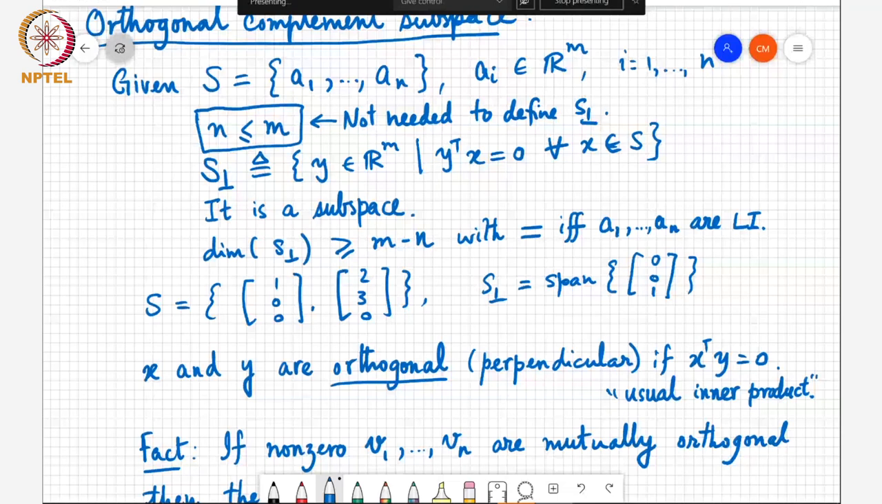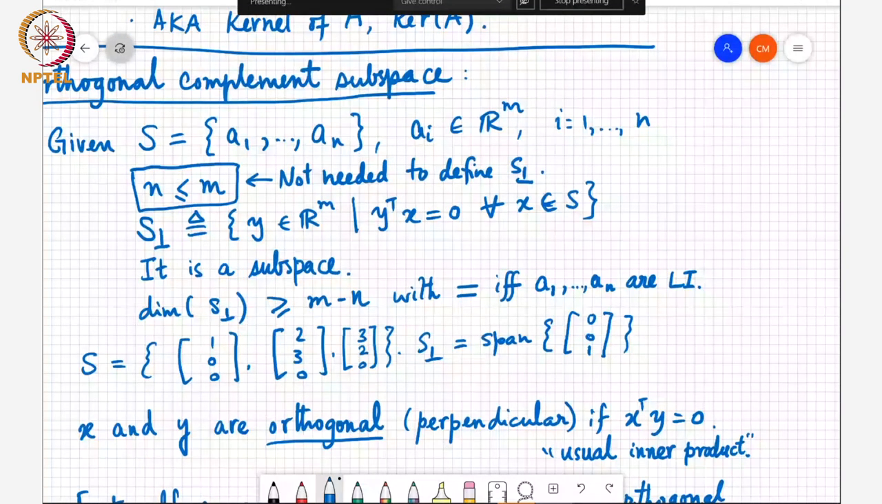Obviously, I can say, for example, here in this example, I can add any number of vectors here, and still S perp would be span of 0, 0, 1. Okay, so now I'm in a position to define the other two subspaces.